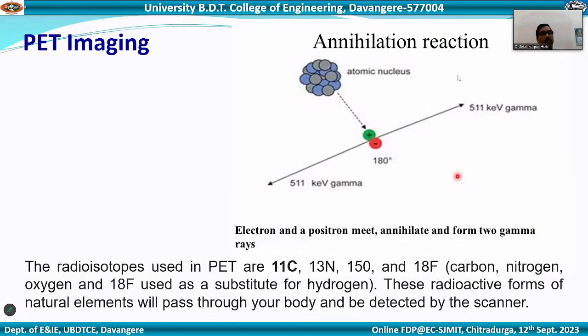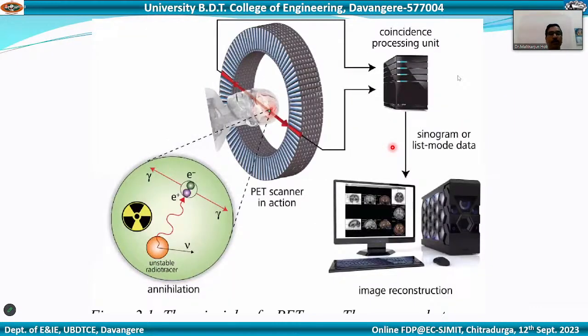Another is PET imaging, which particularly uses radioisotopes such as carbon-11, nitrogen-13, and fluorine-18. These are all isotopes. When they are injected, they generate a positron. All of you know about the positron. It disintegrates and generates two gamma radiations, which move in opposite directions. When injected, they go to a certain part of the tissue and start emitting the gamma radiation.